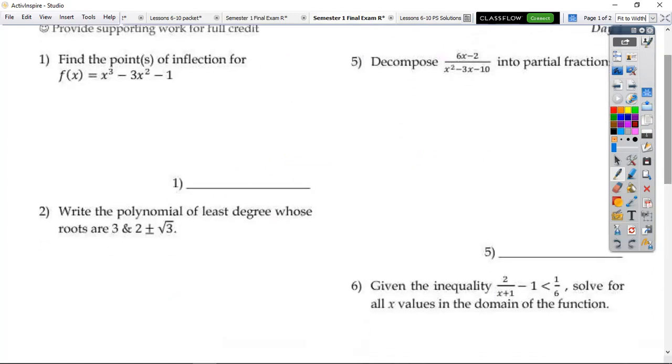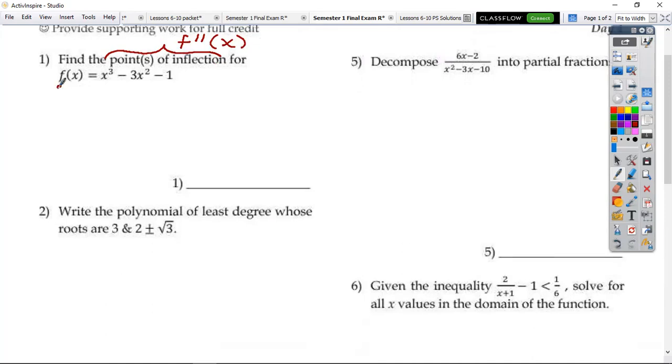So first question, find the point of inflection. You have a delta math question very similar to this too. What do I have to find for point of inflection? Yeah, which derivative though? Second derivative. Good. So this is just a continuation of the last problem we finished with.